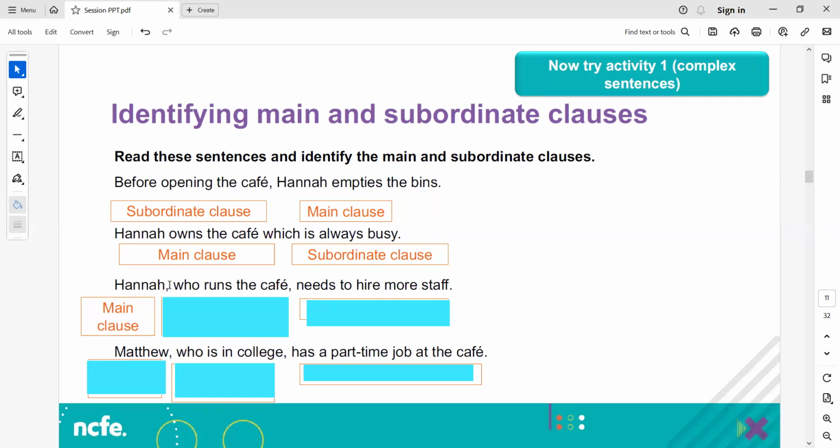So we can see it's been split. I'm sorry, I can't hear you very well. The sound's not great.